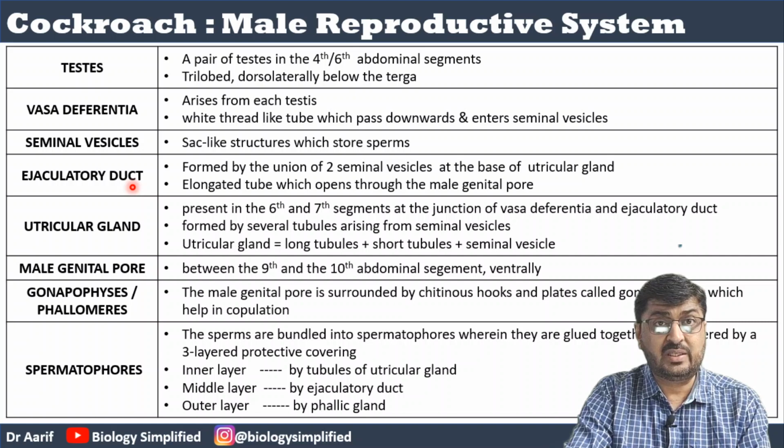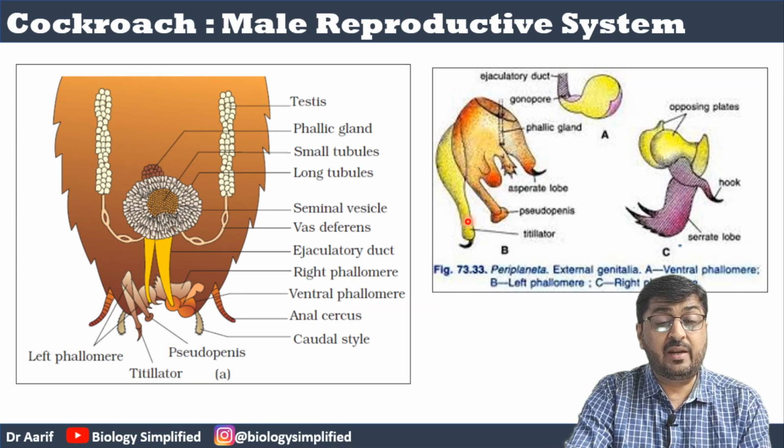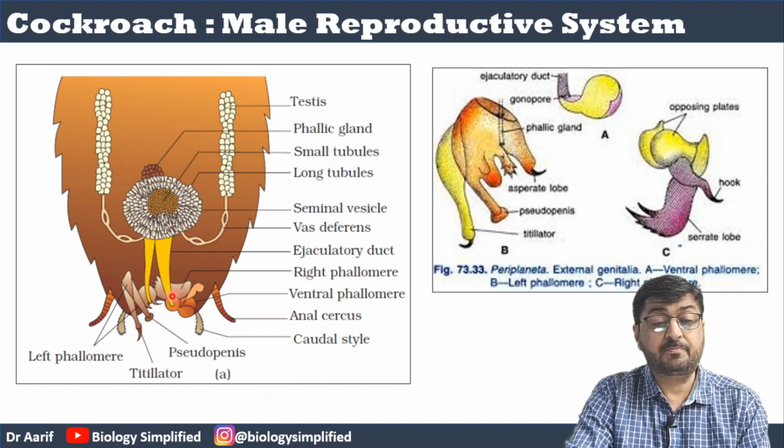Obviously, the name suggests that it's going to throw out the sperms. Opens through the male genital pore, right now. So the ejaculatory duct. So here is where the male genital pore is going to be located, where the ejaculatory duct is opening up. Okay, we'll come back to this point again.